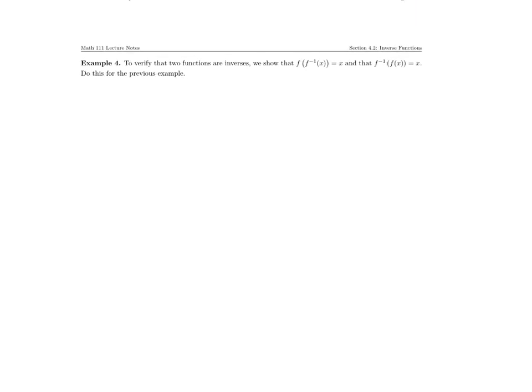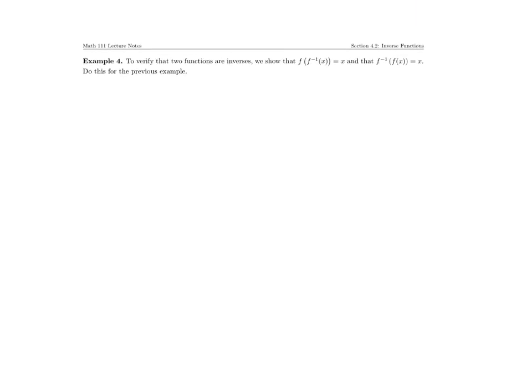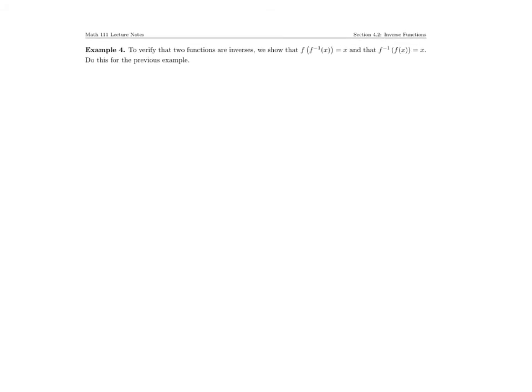Now we're going to find some inverses, but we're also going to verify that things are inverses through composition. So we're taking 4.1, what we have been working on, and bringing it into this new material. Isn't it beautiful how it all connects? So to verify that two functions are inverses, we show that f of f inverse of x is equal to x, and that f inverse of f of x is equal to x. So basically, I'm going to plug an inverse into the other and solve for it.